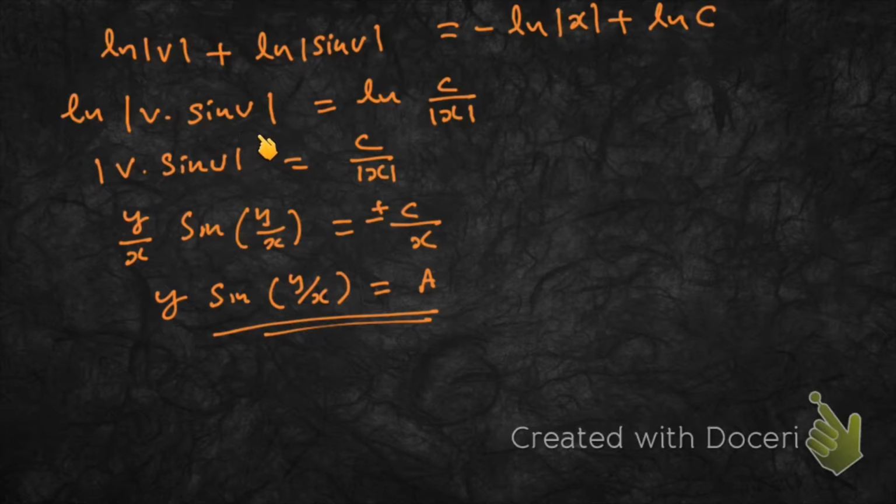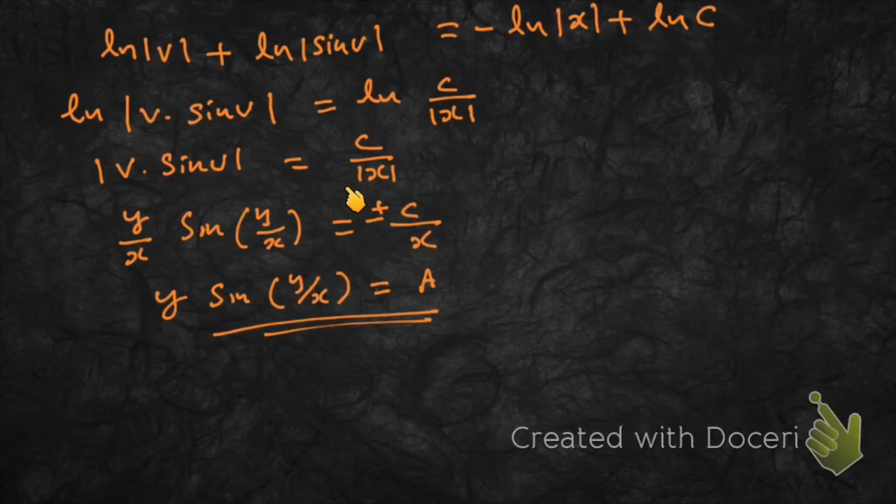I take away this modulus sign now. With the modulus sign, if this is the answer, without the modulus sign it could be plus or minus. So the answer turns out to be plus or minus when I remove the modulus. And I also replaced v by y by x. So two things done in this step.